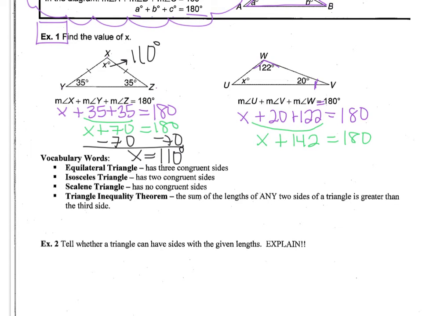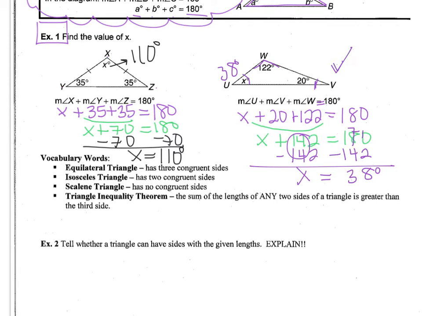And now I have that one-step equation again, where I need to subtract from both sides. Okay, so X equals, need to borrow here, and I get 38 degrees. And that does look like an acute angle, so I'm good. I could check it if I wanted to. I can check by adding 122 plus 38 plus 20, and I should get my 180. So there is a way that I can check my work.